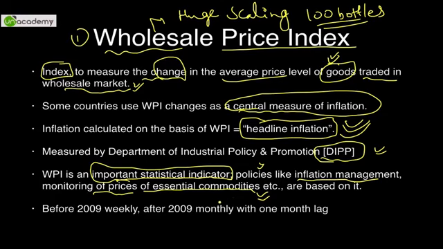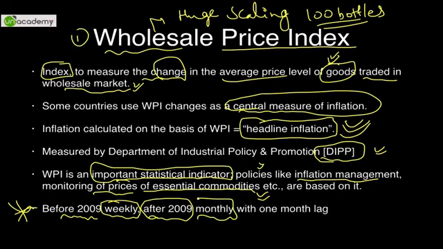Is that understood? And this is again a very critical point. So all these are very critical points. Before 2009, it was calculated on a weekly basis, but then it was thought it is too much frequency. So after 2009, it is calculated on a monthly basis with 1 month lag. So it means that for April there will be a lag, so we'll be calculating actually of the previous month. So there is 1 month lag whenever you calculate WPI.